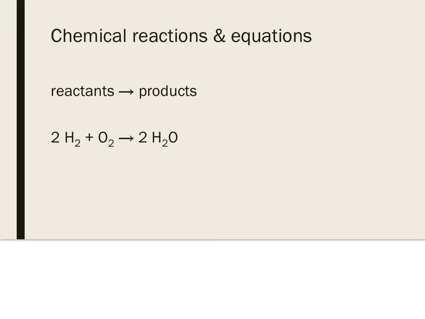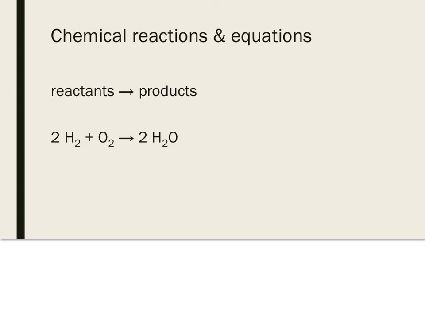The coefficients, or the numbers in front of each substance, indicate how many molecules of that substance are present. This is a coefficient. The 2 is a coefficient. There are two molecules of hydrogen gas.